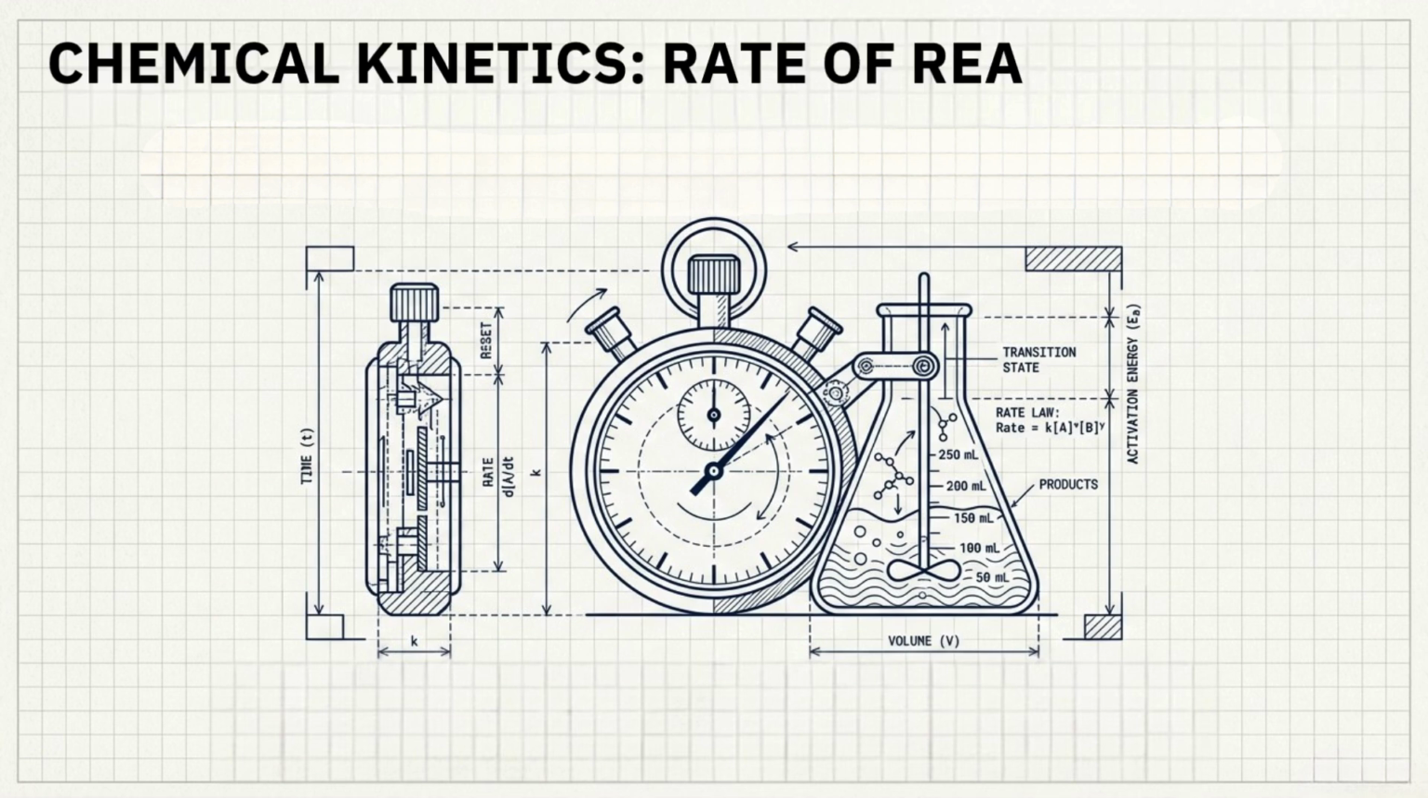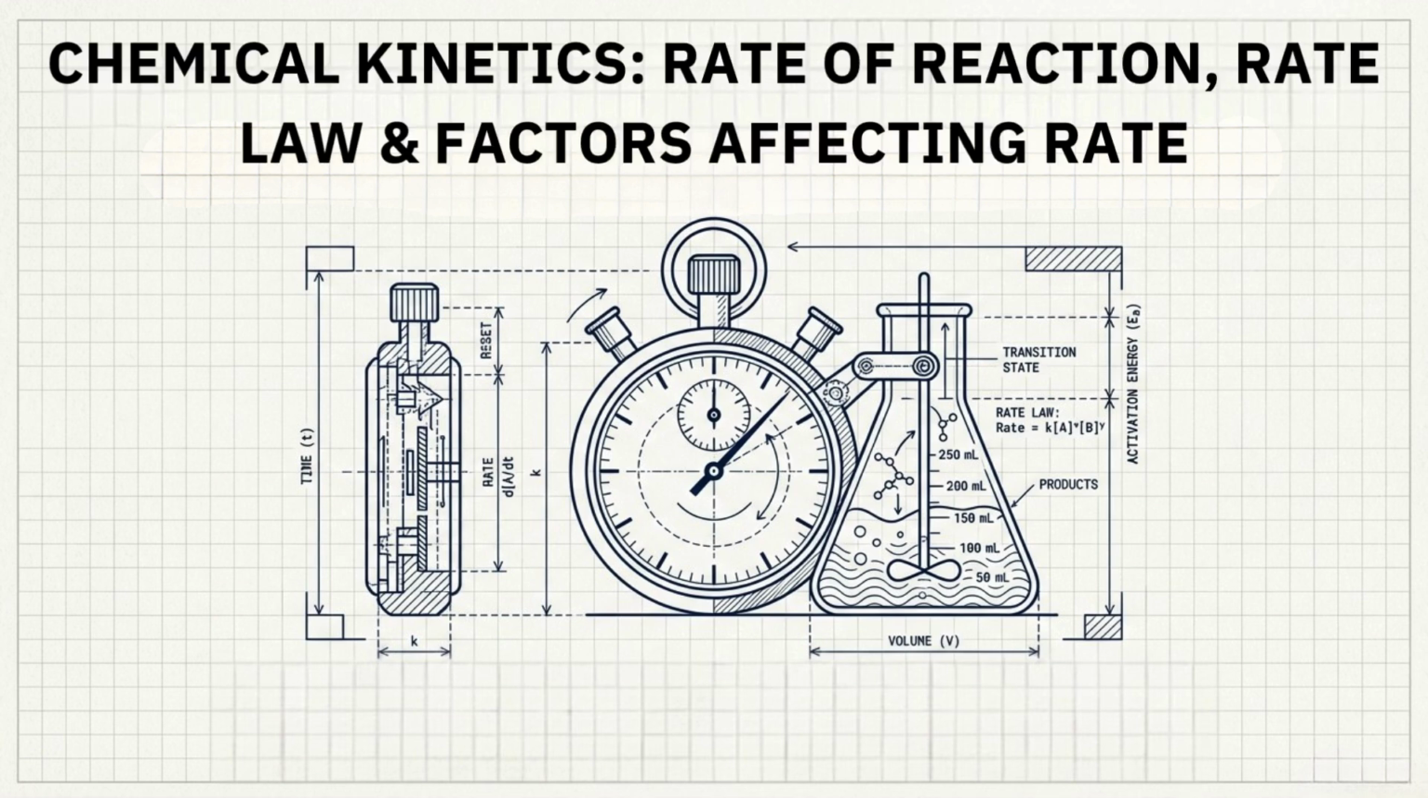Let's start with the core idea of the chapter. How fast a reaction happens, what the rate law tells us, and which factors change that rate. Chemical kinetics is about speed, not just possibility. That is why this chapter sits beside the stopwatch, the transition state, and the energy profile. It is the study of reaction pace, not reaction destiny.